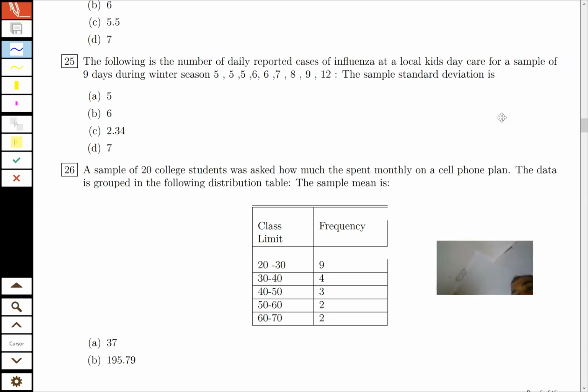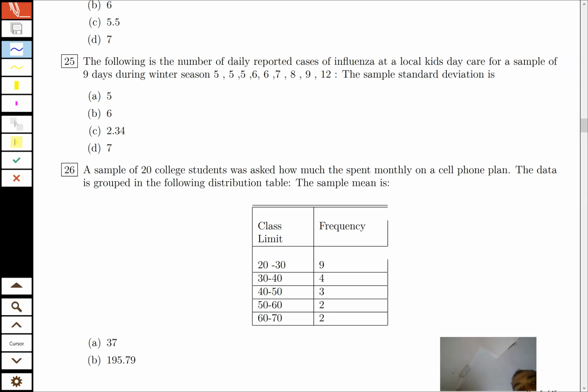And this question says the following is the number of daily reported cases. He wants the sample standard deviation. So we said yesterday we could create a frequency distribution. This is xi, this is the frequency.